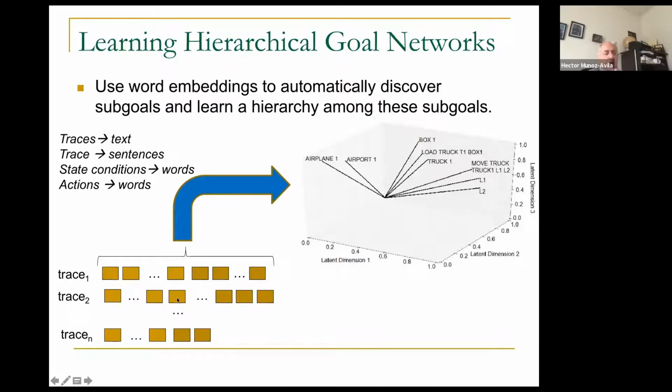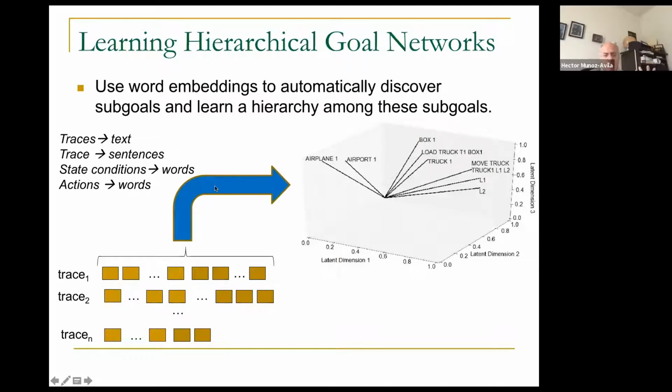What they want to do is learn the structures. They want to learn sub-goals that frequently happen in these traces. And what they do is they will cast this problem as a word embedding problem. So they will see these traces as text. Each of these individual traces is a sentence. Each of the applicability conditions or states are words, and each action is one word.